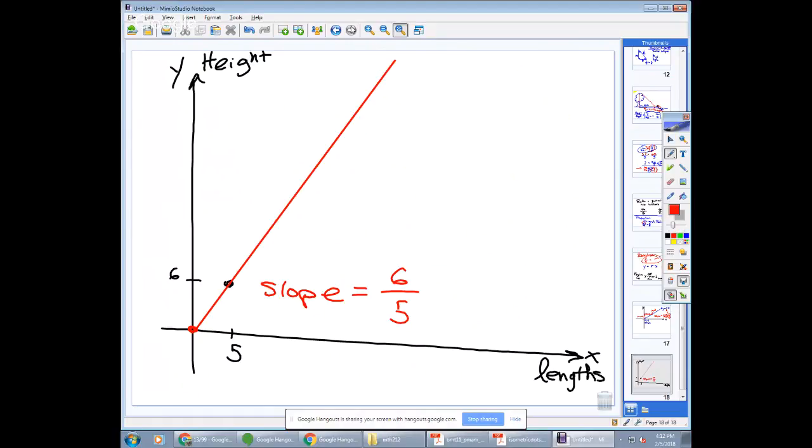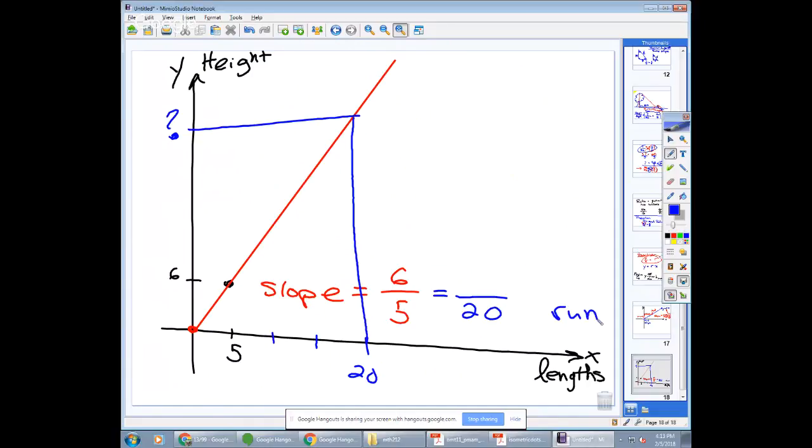So if I keep moving out 5, let's see if I can do that. Here's another 5. So 5, 10, 15, 20. And I trace that up to my line and over to the y-axis. Can we figure out what number that has to be right there? So that's going to give us, in this case, instead of having a change of 5, we have a change in the bottom of 20, right? That's the way we're running. We just need to figure out what's the corresponding rise. And we already figured that out. What's the corresponding rise going to be?